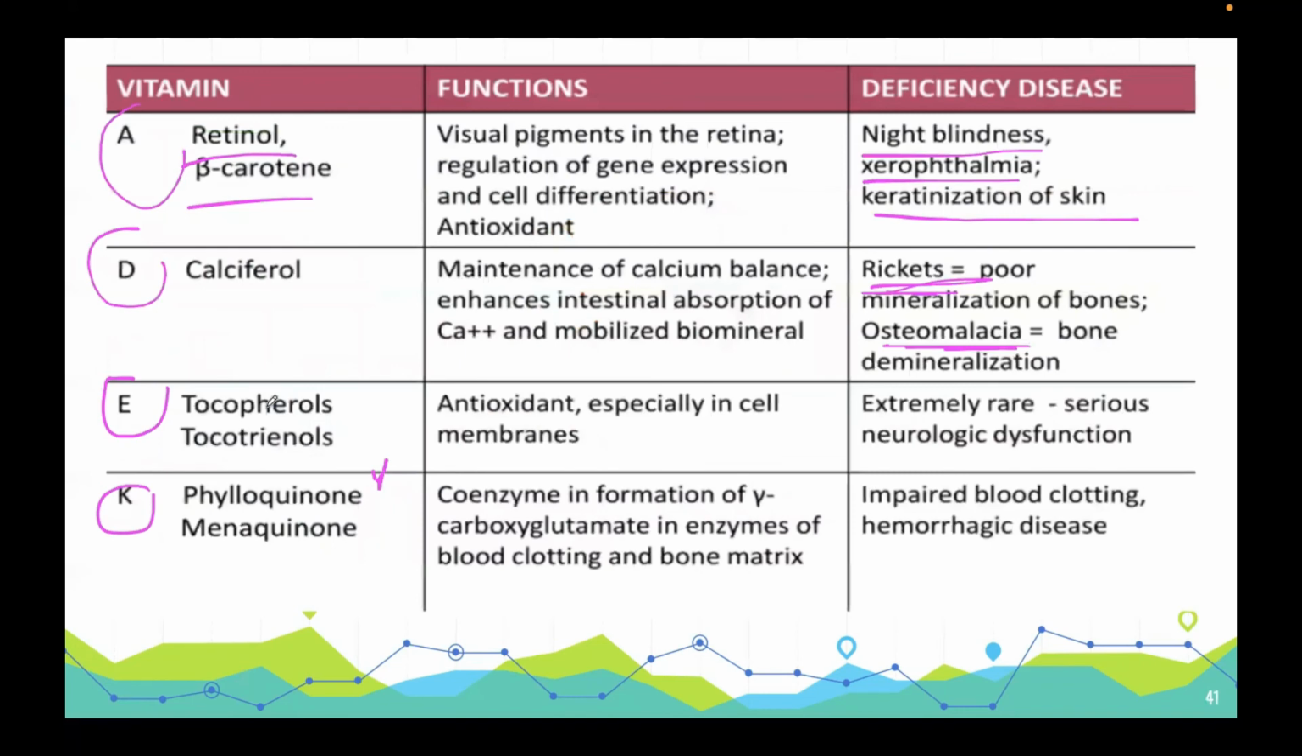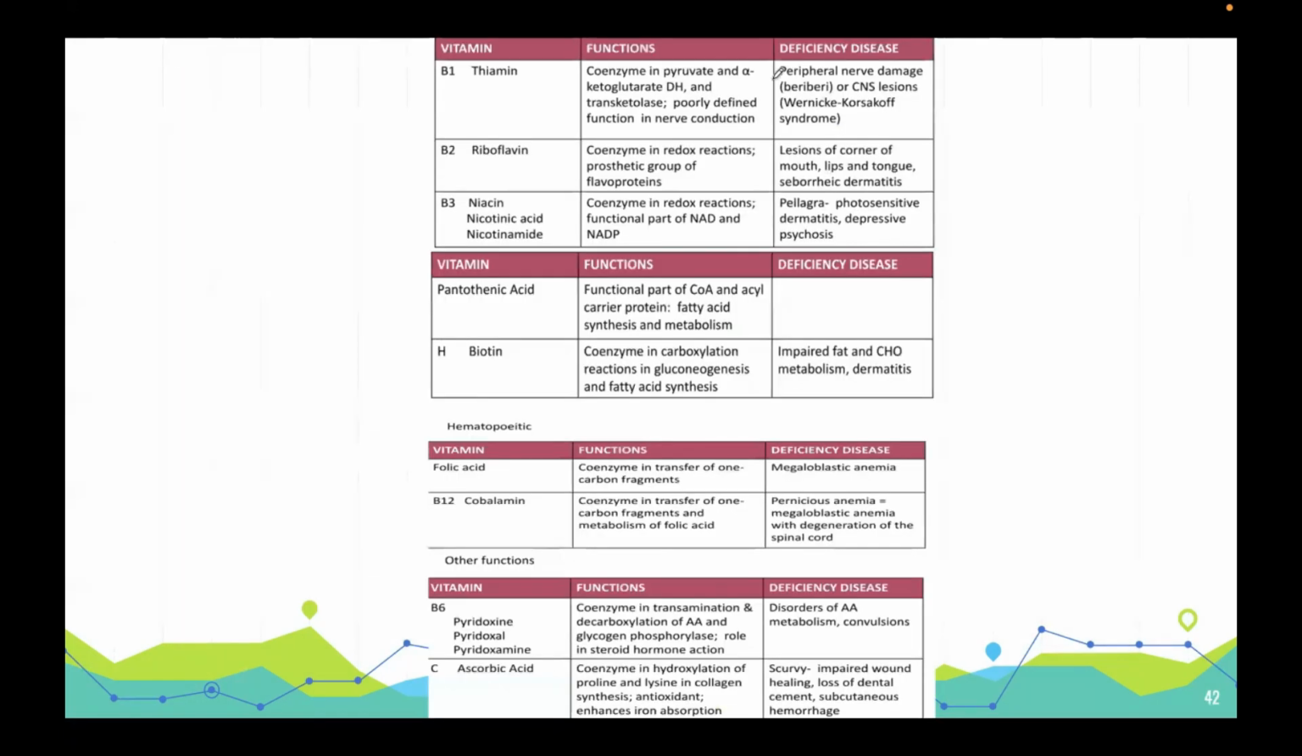What else? Vitamin K functions as a coenzyme in the formation of carboxyglutamate in the enzymes for blood clotting and bone matrix. Always remember that vitamin K is involved in coagulation and blood clotting. When it involves blood like that, it's vitamin K. The deficiency results in impaired blood clotting and hemorrhagic diseases that may manifest in the patient.